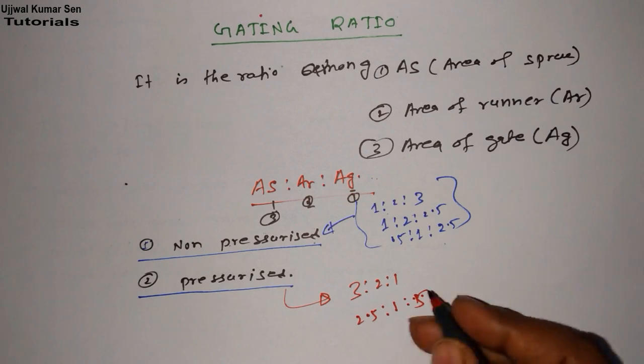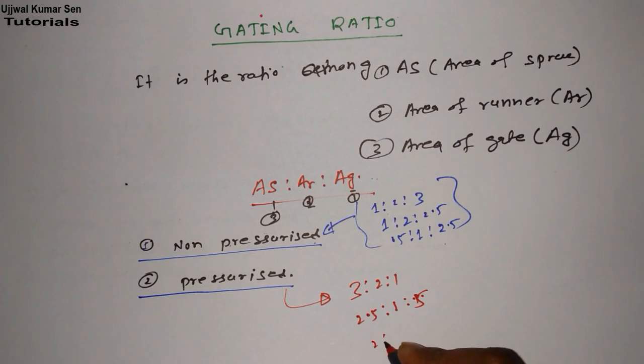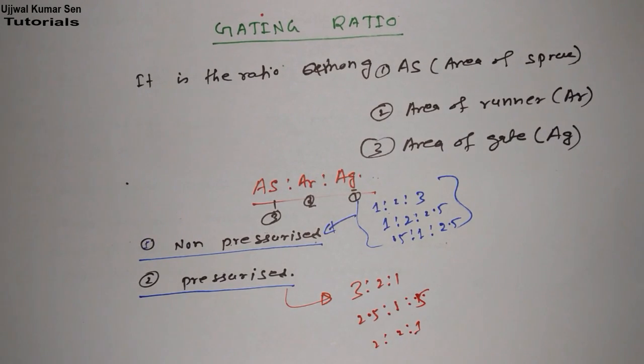Next is the pressurized gating system, for example 2:2:1. There are many examples you can give for a pressurized gating system. This is how you can classify the types of gating system ratio, pressurized and non-pressurized, and also how to arrange the gating ratio the right way.